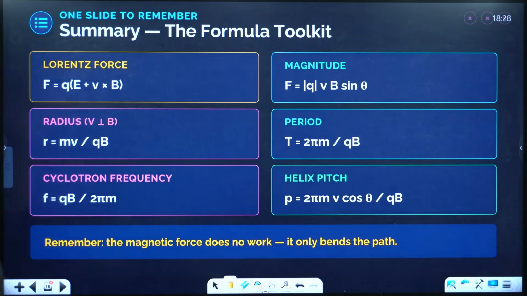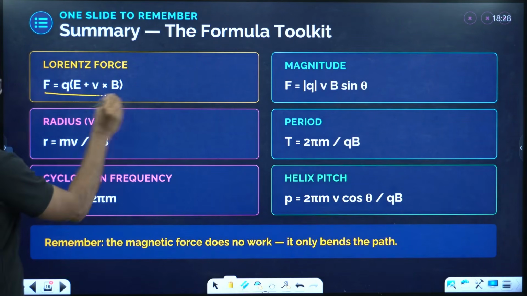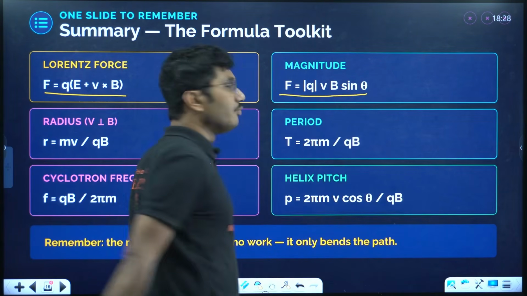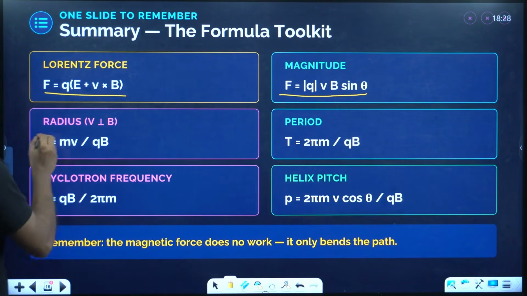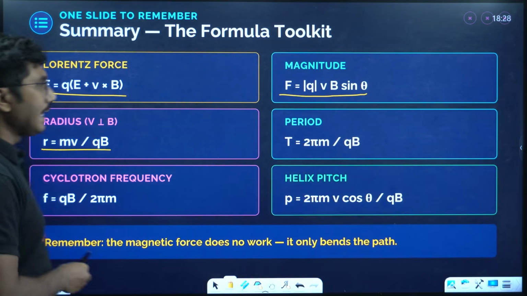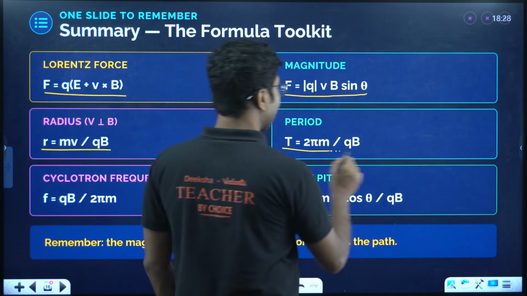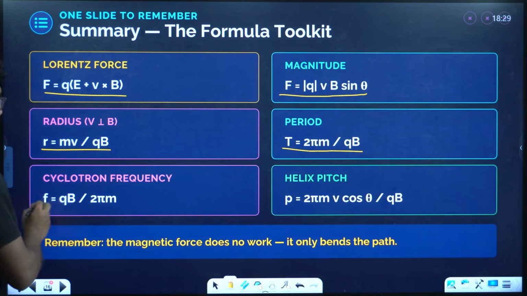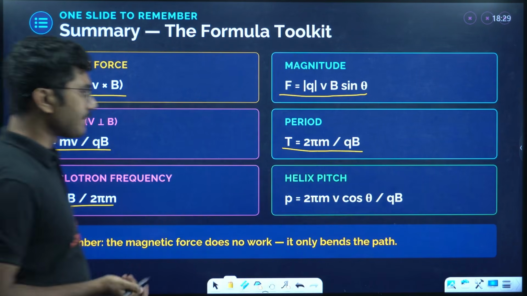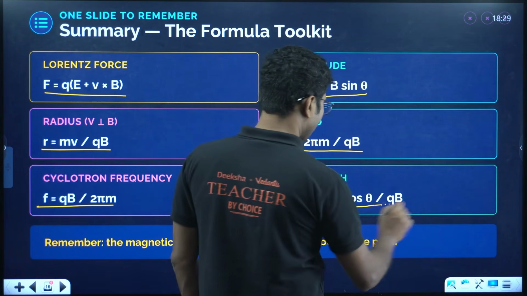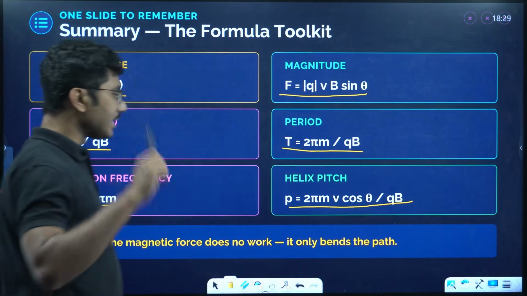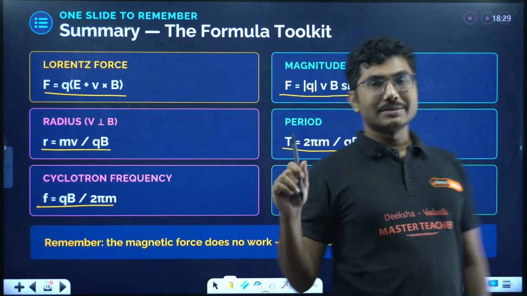Next is the summary. Lorentz force is given by F equals q(E + V cross B). Magnitude F equals qVB sin theta. Radius r equals mv by qB. Period T equals 2 pi m by qB. Next, cyclotron frequency, the frequency which is sometimes called the cyclotron frequency. Helix pitch is 2 pi m V cos theta by qB. Remember the magnetic force does no work, it only bends the path.